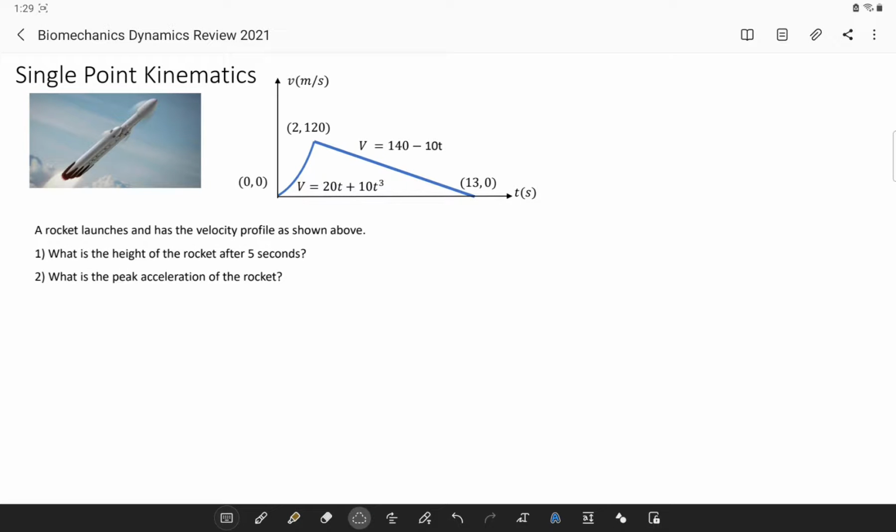So here we have the first problem in our dynamics review. This problem asks us to find the height of a rocket that has been launched with the shown velocity profile after 5 seconds, as well as the peak acceleration of the rocket.